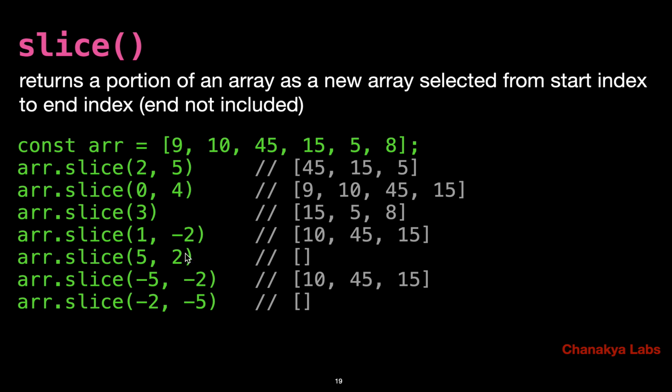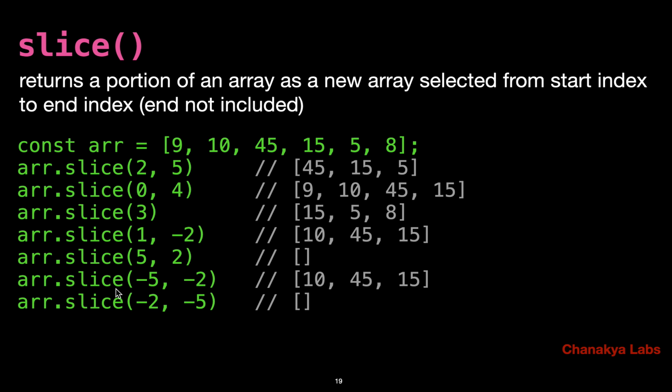Anyways, 5 to 2. See, if I am saying that 0, 1, 2, 3, 4, 5, from 5 I have to go to 2. In the opposite direction you can't go, right? Even if a negative index is used, it has to be such that from the start index I can navigate to the end index from left to right. If that is not the case, then no portion can be returned, and that's why an empty array is returned.